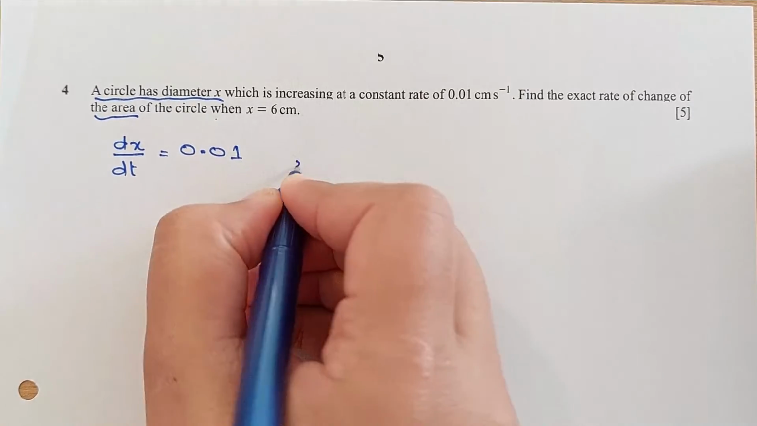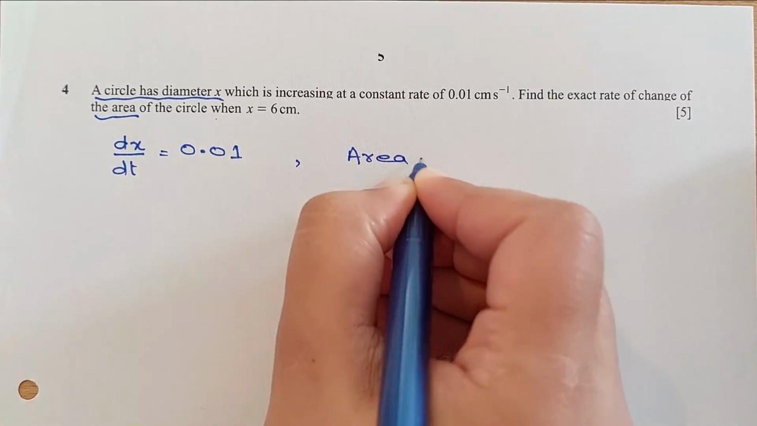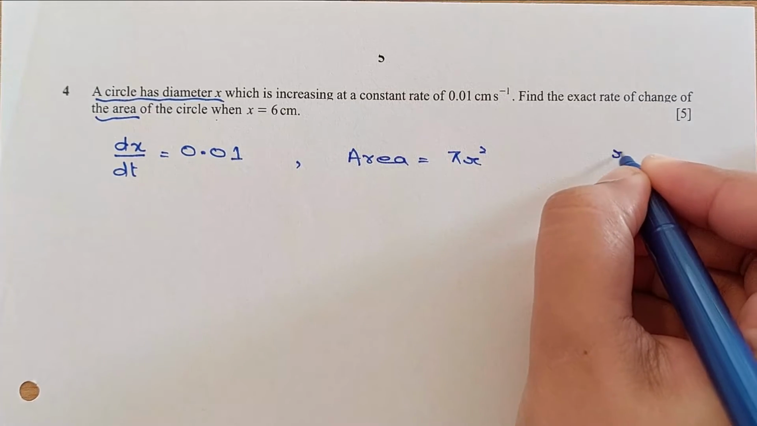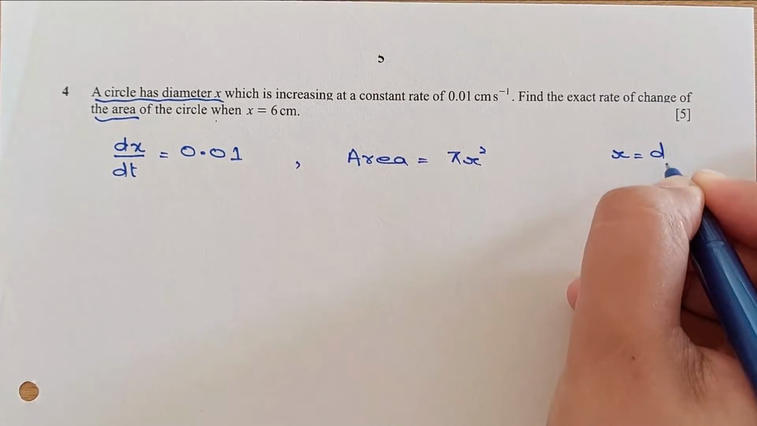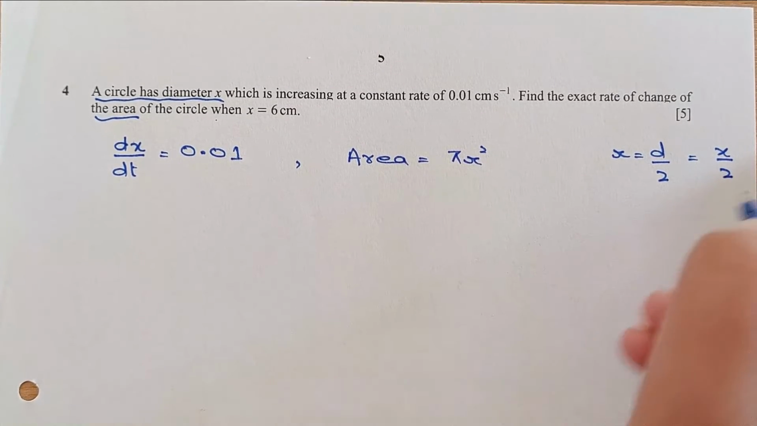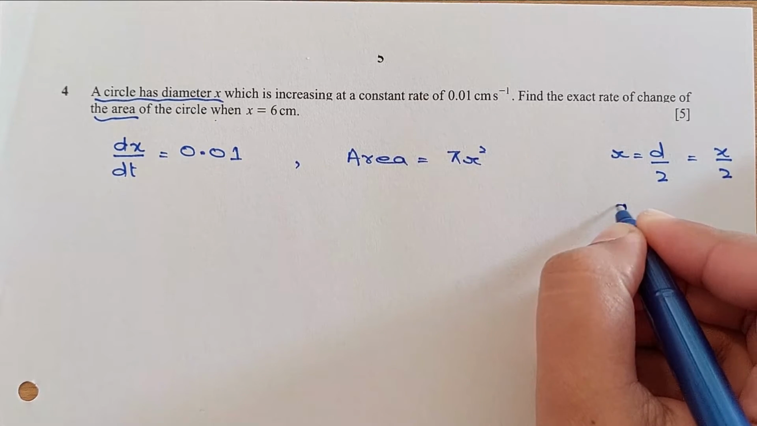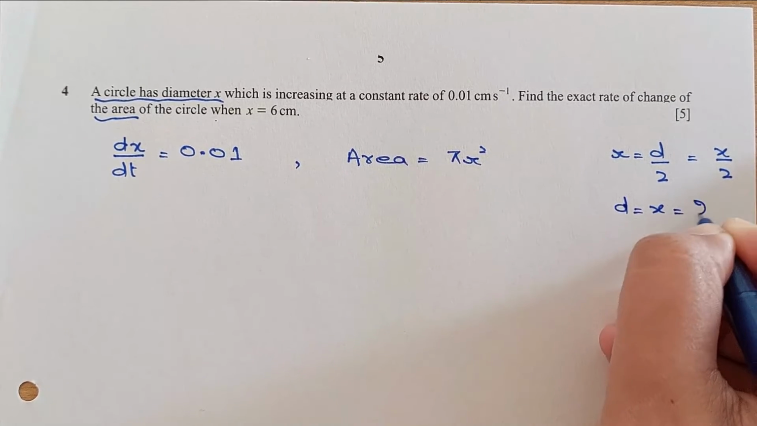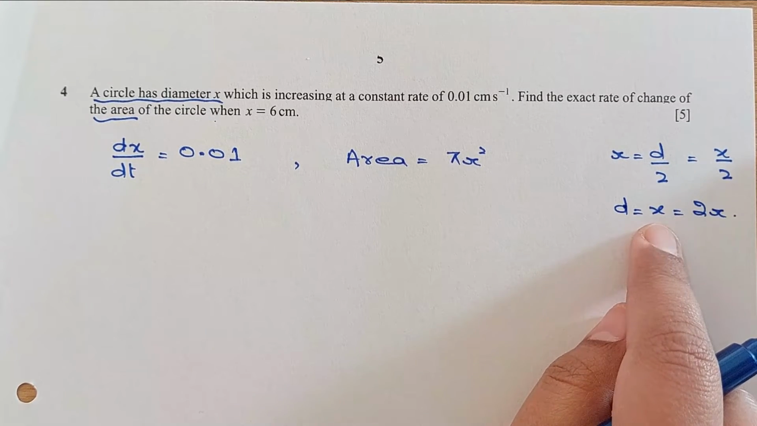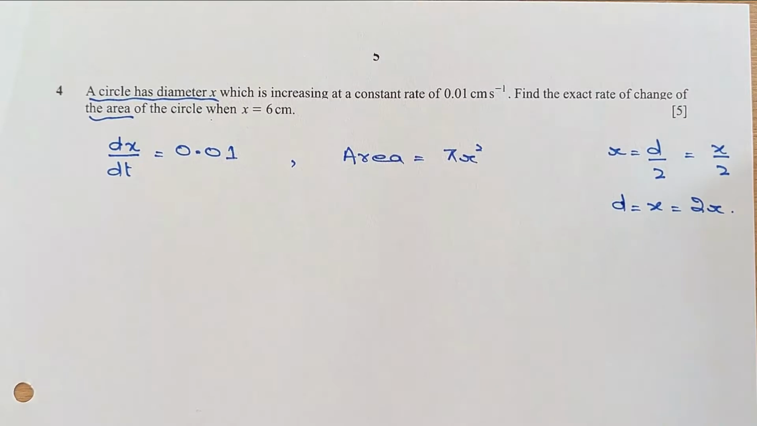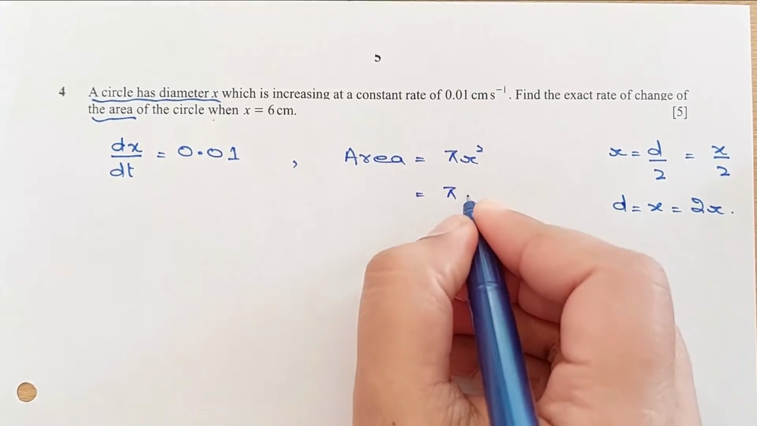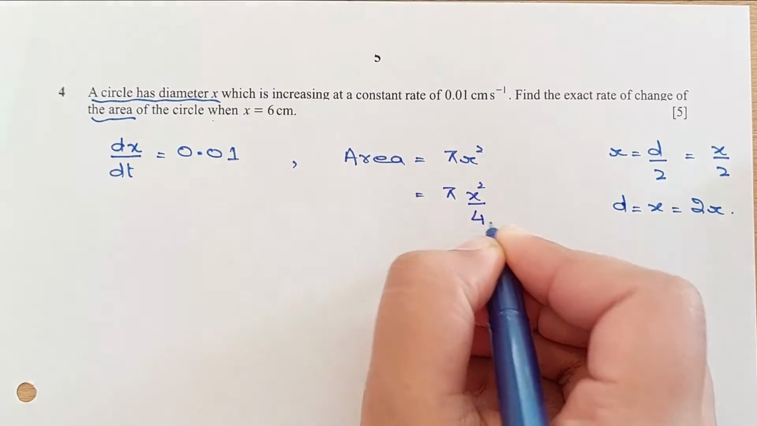Okay, so area of a circle is pi r square, where r is the radius. So what is radius? Radius is half of diameter, diameter divided by 2. In this case, the diameter is x, so x divided by 2. Diameter is equals to x, this is equals to 2 times the radius, right? Now here we are using x for the radius. So we can say pi times x square over 2 square, which is 4, right?